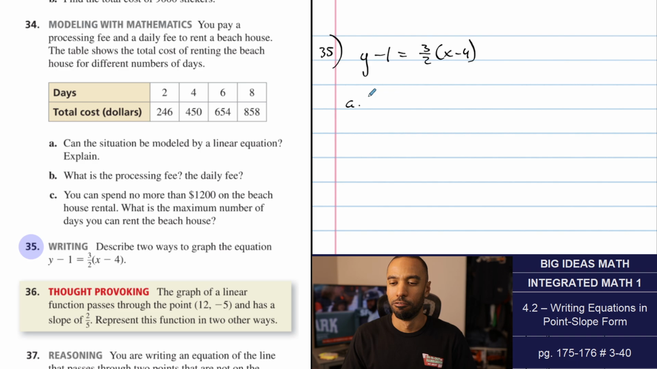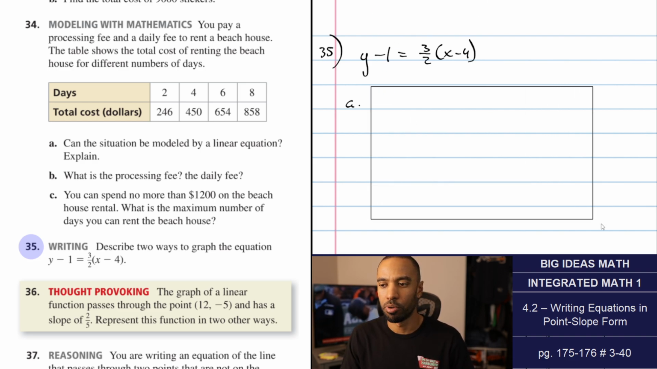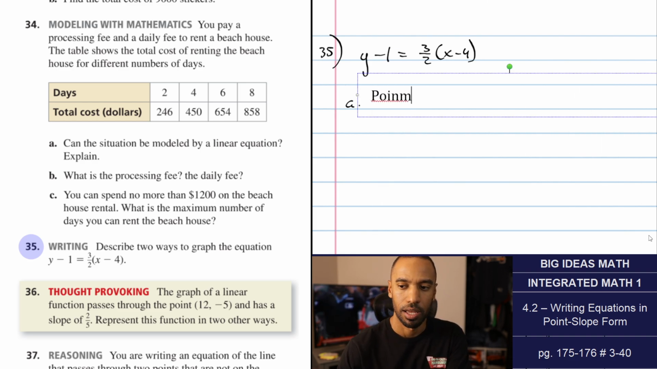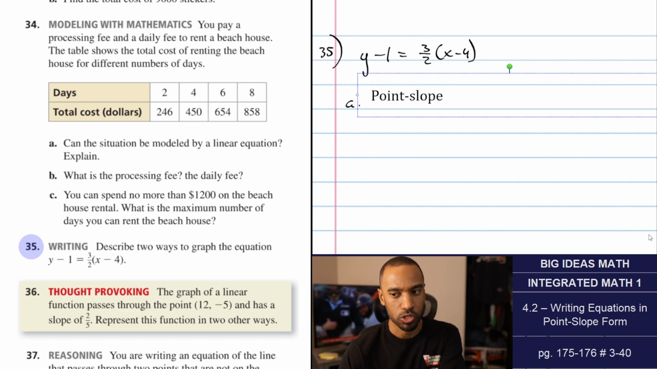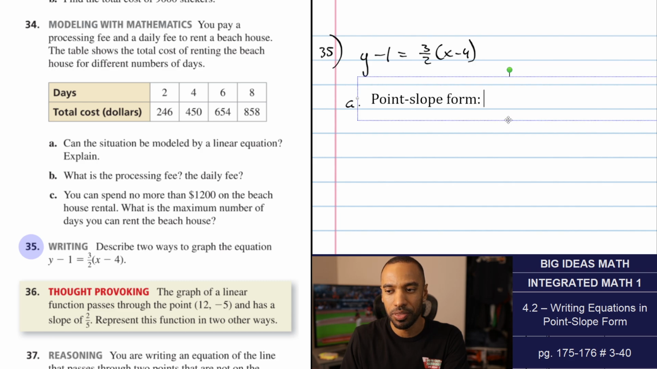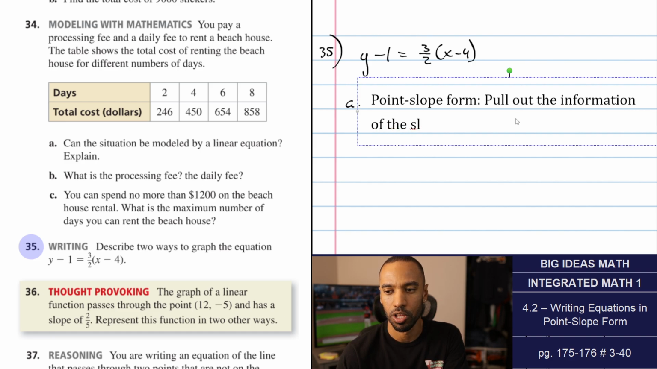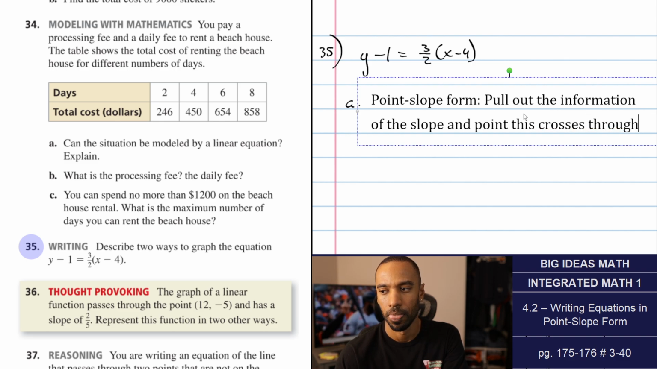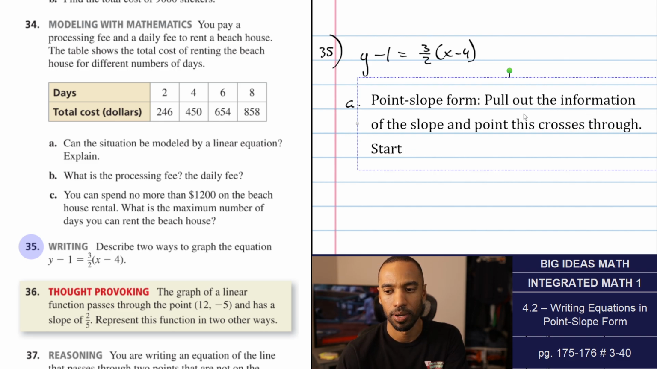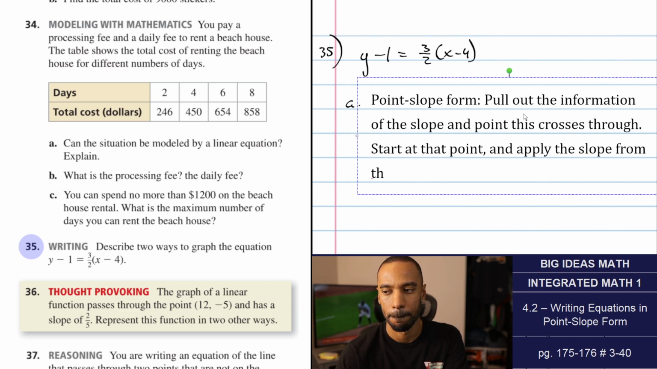I'll put A. First way is point slope form. And I'm going to start with point slope form to show you that slope intercept form is the same thing. Point slope form: pull out the information of the slope and the point this crosses through. Start at that point and apply the slope from there.